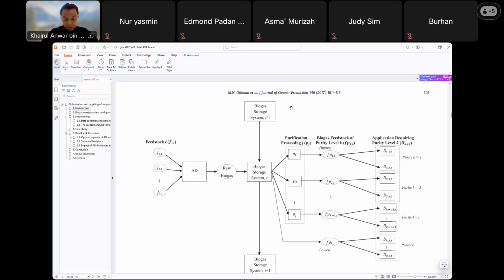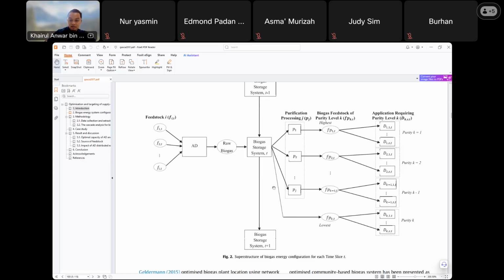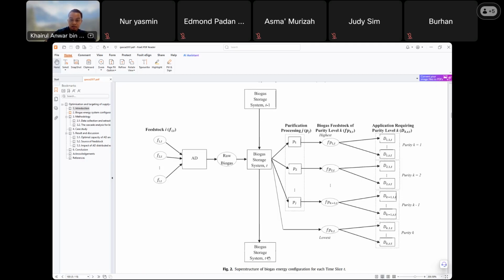So biogas storage system T, T minus 1, T plus 1. So within T, there are several processes. In addition, purification processing stage is also incorporated in the system to upgrade the biogas into biogas feedstock of higher purity level.